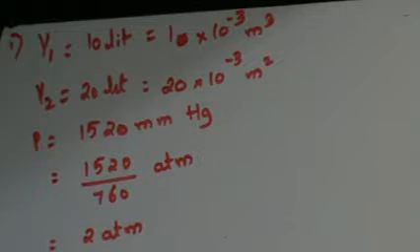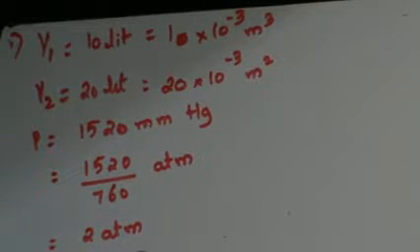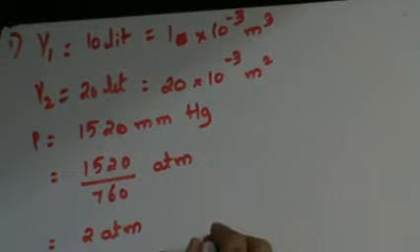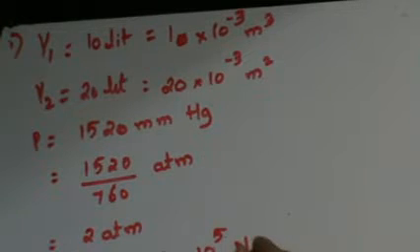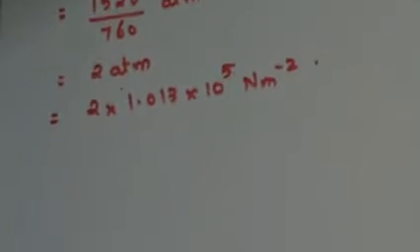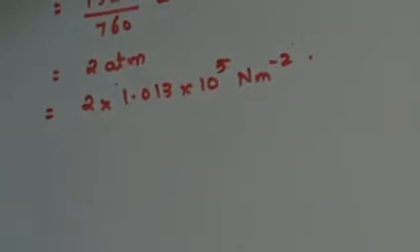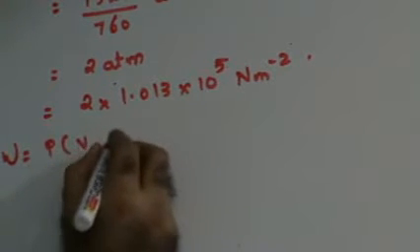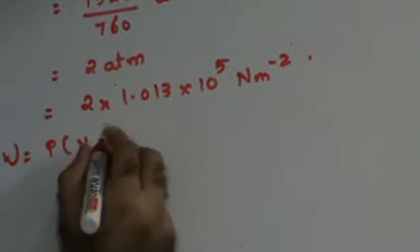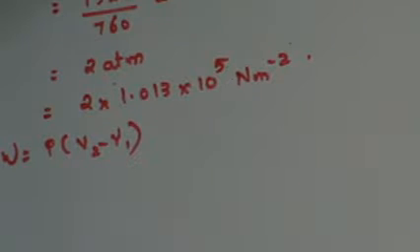Now if I have to convert this into newtons, how do I convert this into Newton? The conversion factor is 1.013 into 10 raised to 5 newtons per meter square. Right? So now I have pressure in all the 3 units, in mm, in atmosphere, and in newtons per meter square. Now they've asked me to find out the work. Work is pressure into change in volume, right?